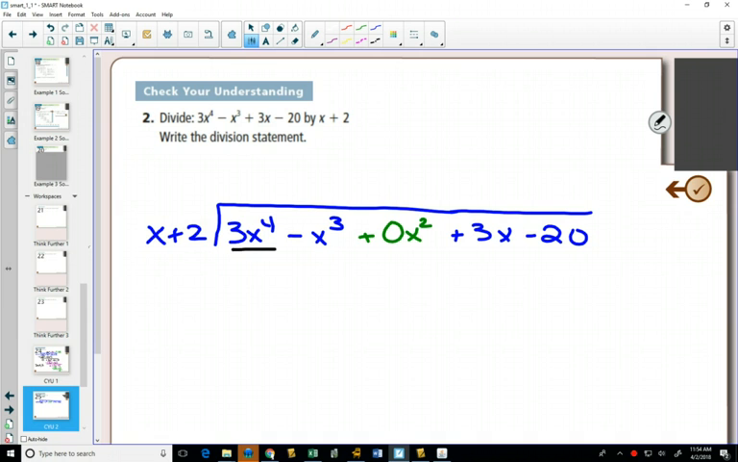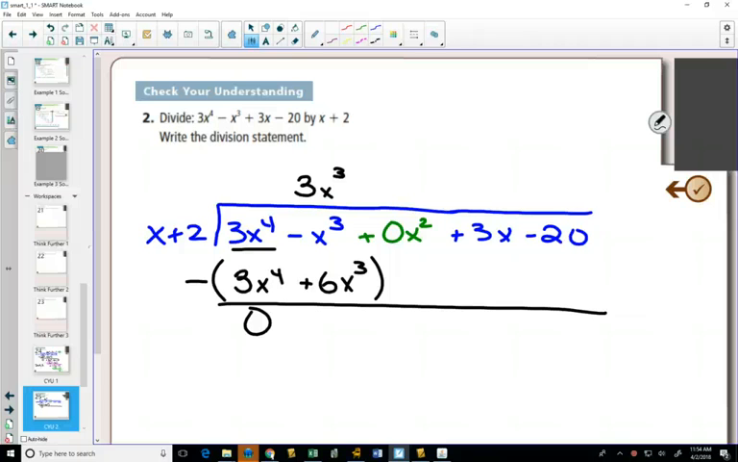Our biggest one from left to right is 3x to the 4. What would I have to multiply an x plus 2 by to get 3x to the 4? It would be 3x cubed, so I write that over my x cubed column. 3x cubed times x plus 2 gives me 3x to the 4 plus 6x cubed. When I subtract, sure enough, this is 0. Negative x minus negative 6, or minus 6, will give me negative 7x cubed. Bring everything else down, which includes that 0.